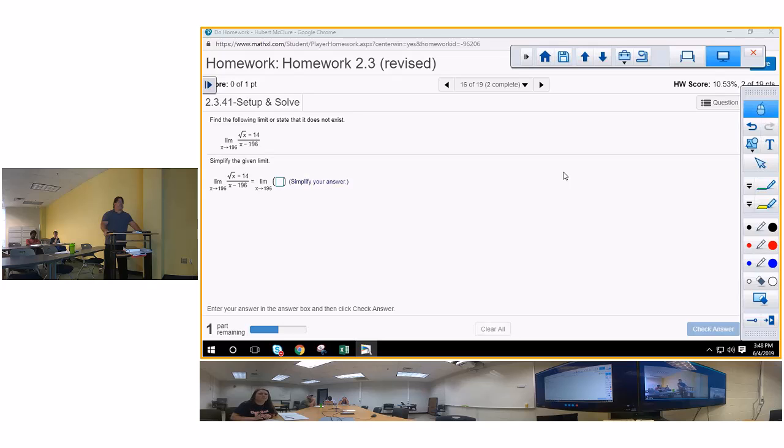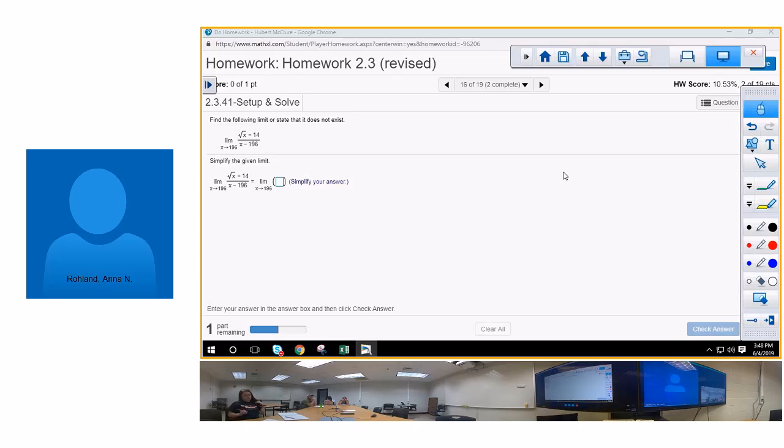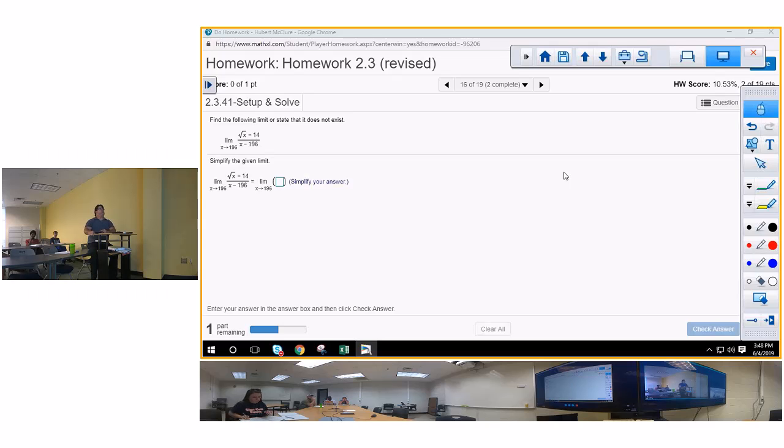Would you rationalize the numerator? Rationalize the numerator. Who said that? Anna? Miss Rowland, very good job.